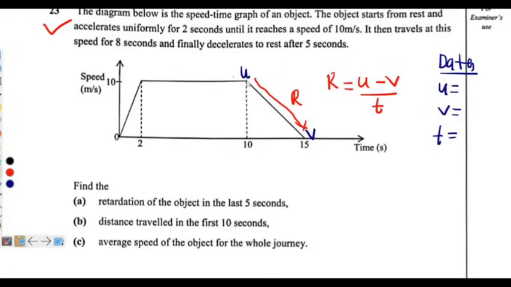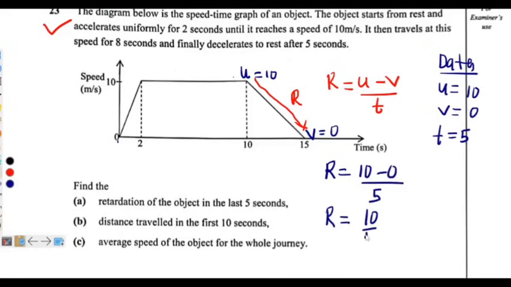So the initial velocity will be 10, then the final velocity will be 0 right here. Then time, they have said in the last 5 seconds, so time is equal to 5. So let us just substitute. Retardation is equal to initial velocity 10 minus 0, final velocity, over our time, which is 5. So retardation is equal to 10 over 5. 5 into 10 is 2. So retardation is equal to 2 meters per second square. So this is our retardation.